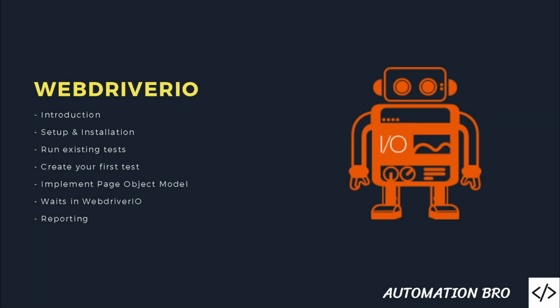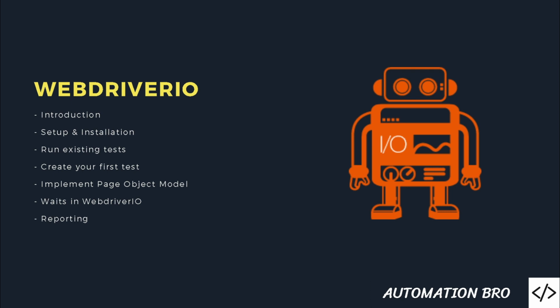So first off, we will do a short introduction on WebDriver IO, talk about what it is and the advantages of using WebDriver IO. From there, we will begin the setup and installation to get WebDriver IO working in our local machine, and then we will run some existing tests that were generated automatically during setup and understand the WebDriver IO syntax as well as go over how the tests are written. After that, we will create our first test from scratch and implement page-object model for that test.